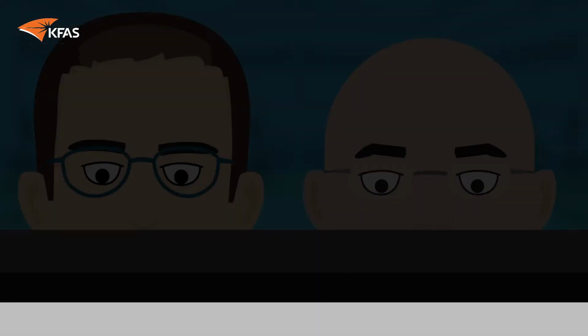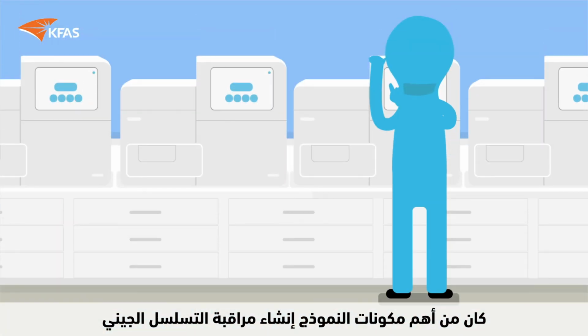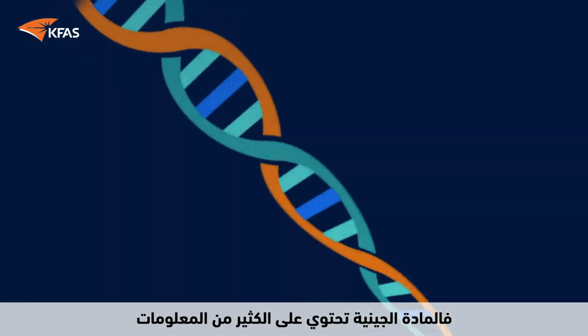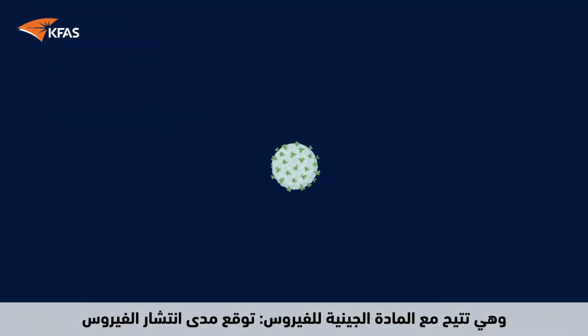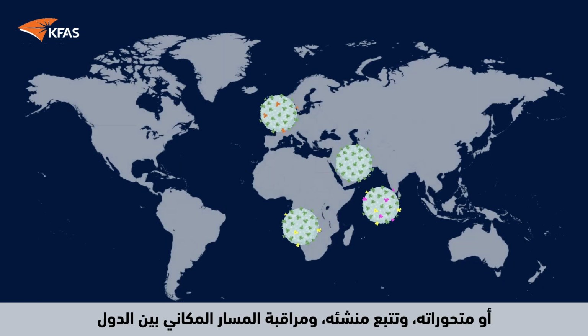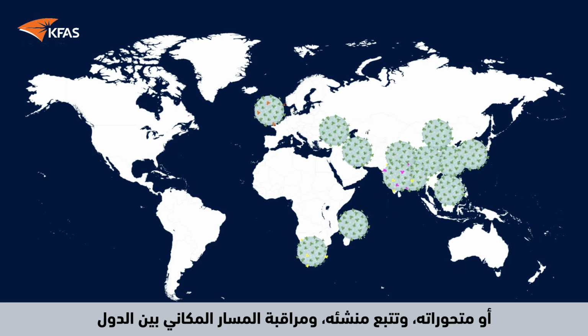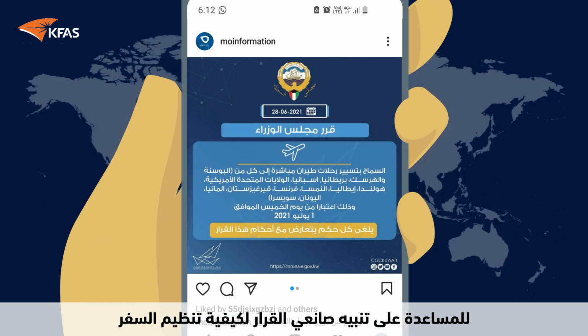One of the most important components was establishing genetic sequencing surveillance. Genetic material holds a lot of information, and with the genetic material of the virus, they can project how much the virus or its mutation will spread, track its origin, and monitor the spatial route between countries to help inform decision-makers on how to regulate travel.